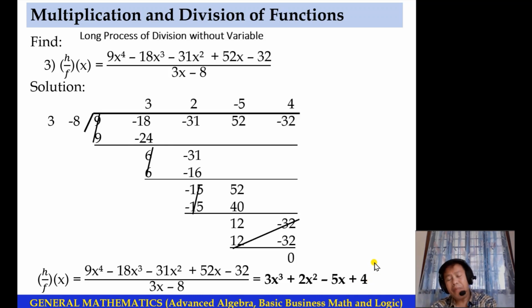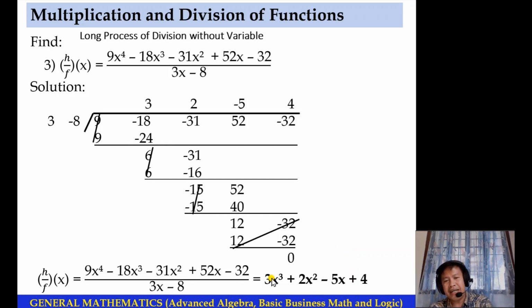4. Now, if we have a remainder, which is 2, for instance, you're going to have the quotient, which is plus 2 over the divisor. Did you understand? We do not write anymore 0 over 3x minus 8 because that is also giving you a 0. 0, take note, is the identity element under addition and subtraction.